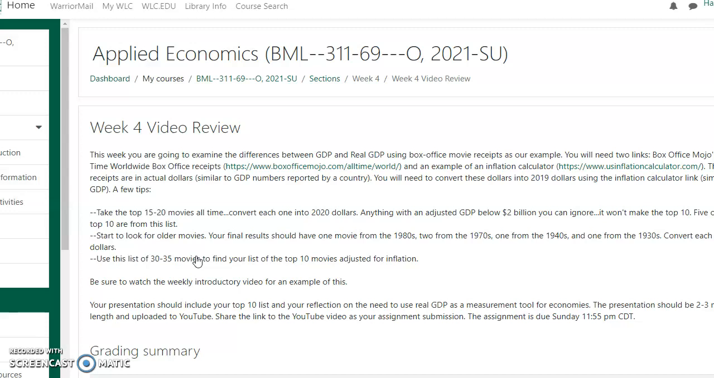So you use the inflation calculator that has been included. There's a link. And then also look at this link in order to do your video project, worldwide box office receipts. You're just doing a comparison. You're going to take the top 15 to 10 movies of all time. You're going to convert those over into dollars as they are interpreted in the previous year of 2020.